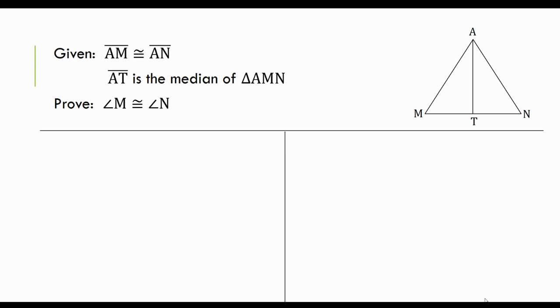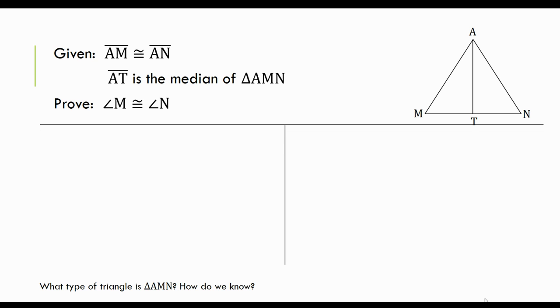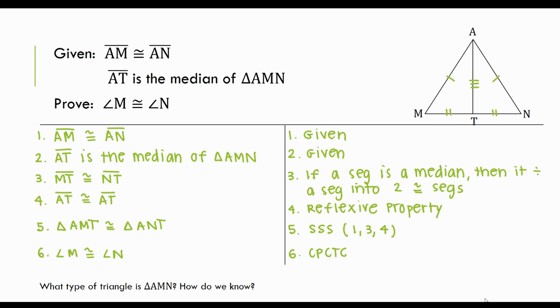Please pause the video and try this proof. So this is what we should have had. Notice that there were 6 steps in order to prove that angle M was congruent to angle N.